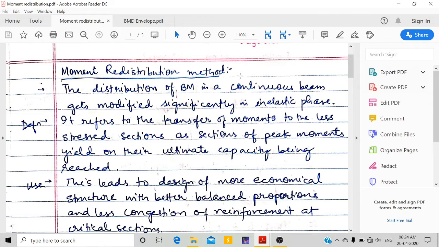It refers to the transfer of moments to the less stressed sections as sections of peak moments yield on their ultimate capacity being reached. So if the moment is maximum at the supports, then we are assuming that the moment from the support is transferred to the span or vice versa. If the maximum moment is in the span, then the moment is transferred to the supports. Whichever is less stressed, where the moment is less, there it is getting transferred.